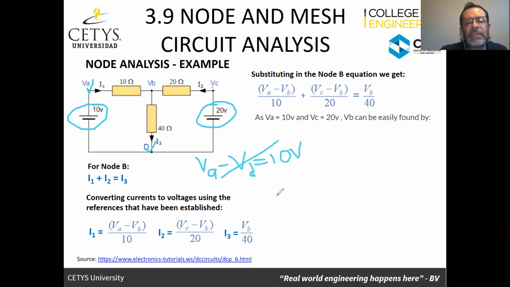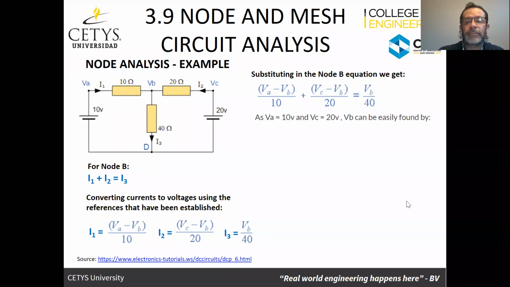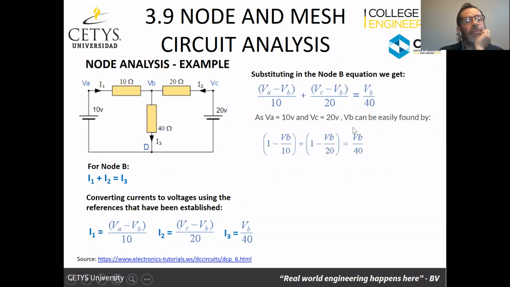And I just said that VD is 0. Also VC minus VD is going to be equal to 20, and again, VD is 0. This helps us out because that means that VA equals 10 and VC equals 20. That's useful because I can substitute those here and here, and in the end, I'm just going to be left with an equation that has VB.